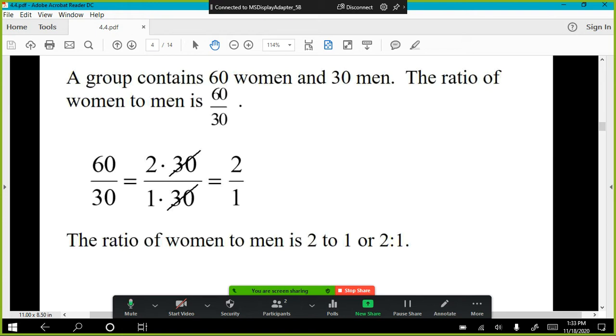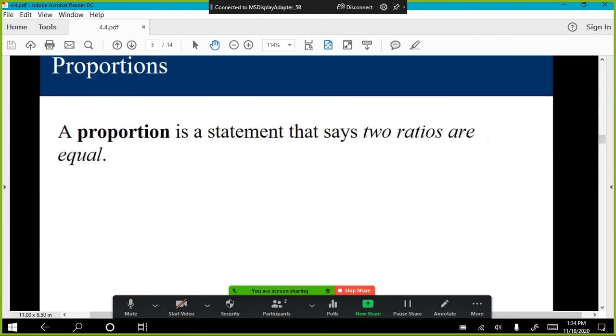And if it was just asking for the ratio, you could go ahead and leave that fraction as 2 over 1. So we know that there's 2 women for every 1 man. Or you could write that ratio as 2 to 1 or 2 colon 1. So putting something as a ratio is putting it into a fraction and simplifying it. Your calculators will simplify it down to help you out there.